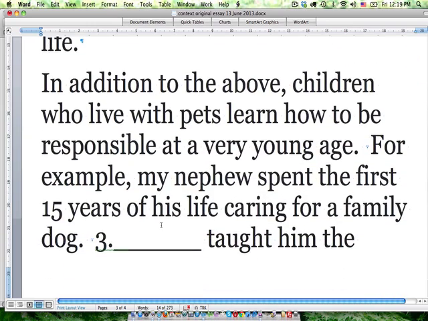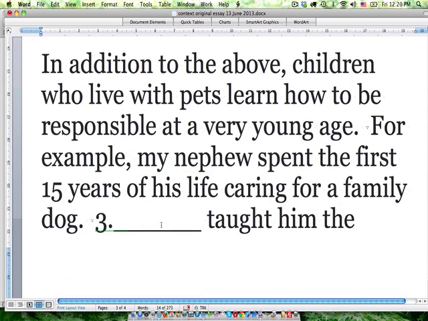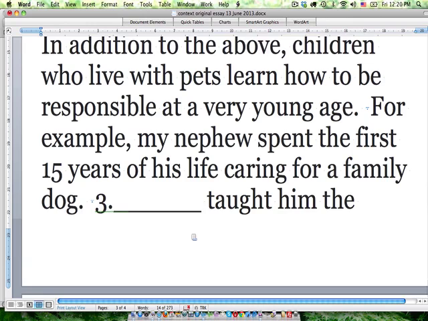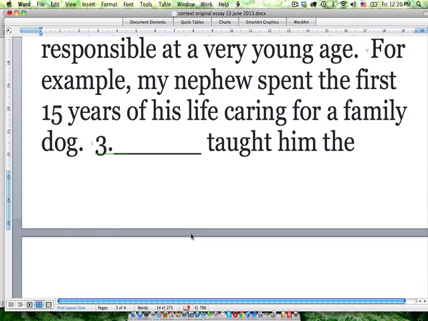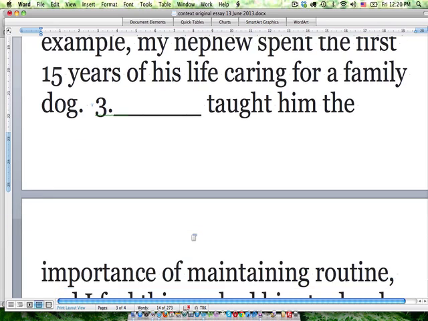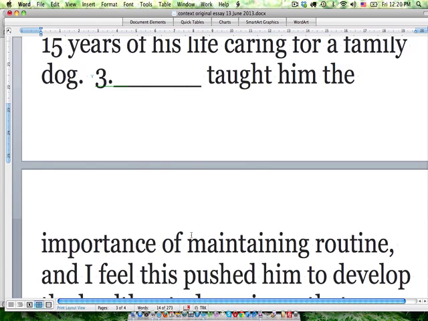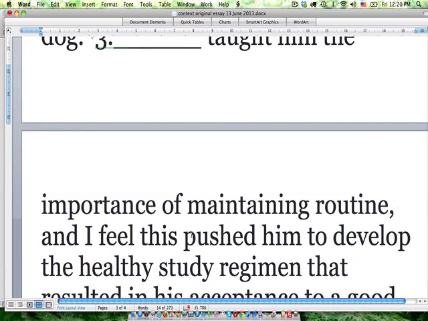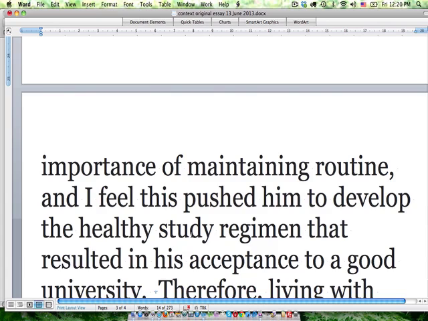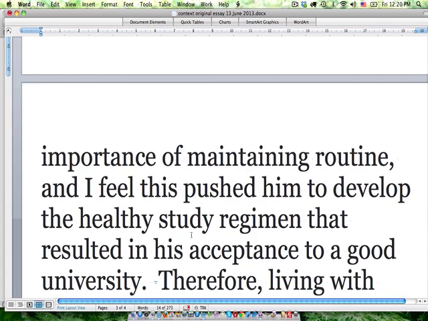Second supporting paragraph. In addition to the above, children who live with pets learn how to be responsible at a very young age. For example, my nephew spent the first 15 years of his life caring for a family dog. Blank taught him the importance of maintaining routine, and I feel this pushed him to develop the healthy study regimen that resulted in his acceptance to a good university.